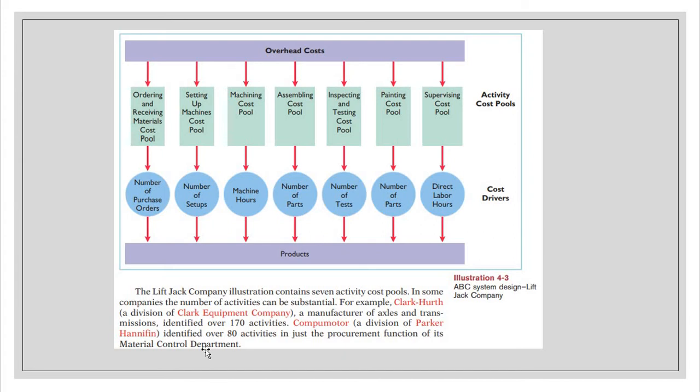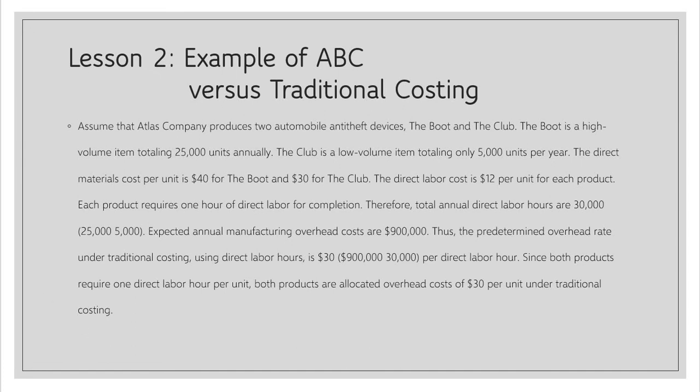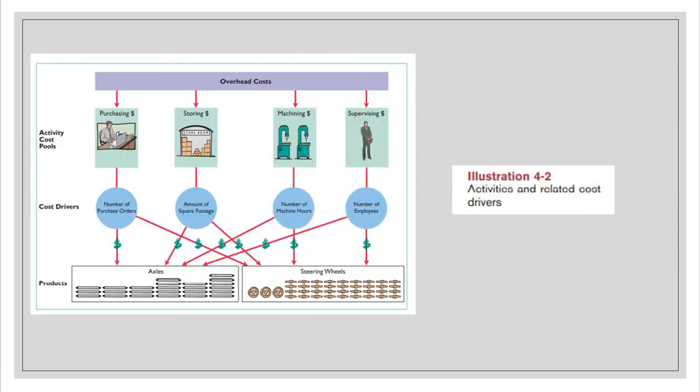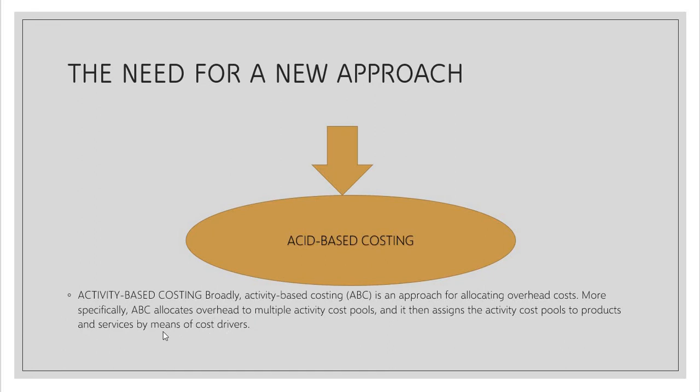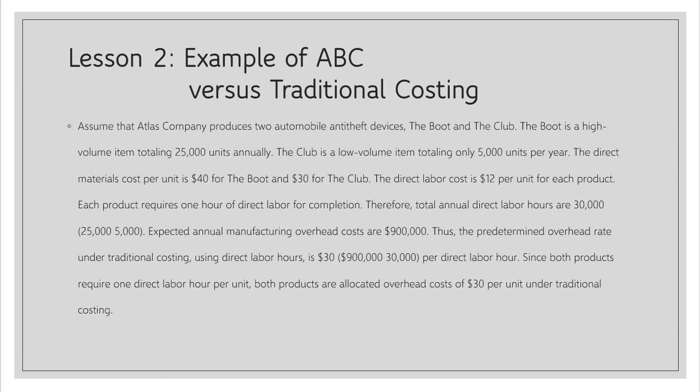The lift jack company manufactures 2 products: automobile jacks or automobile scissor na tinatawag natin, and truck hydraulic. So, yan yung example ng mas complicated. Okay? So, malinaw tayo dun guys regarding sa kung paano i-allocate or paano gumagana ang activity-based costing before we proceed to the comparison between ABC or the activity-based costing versus the traditional costing.